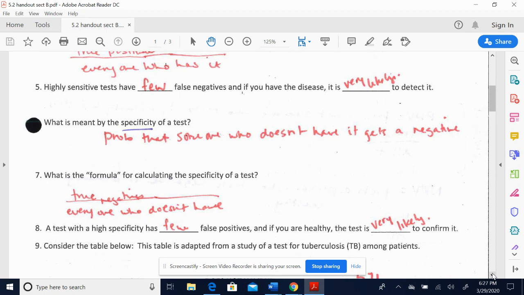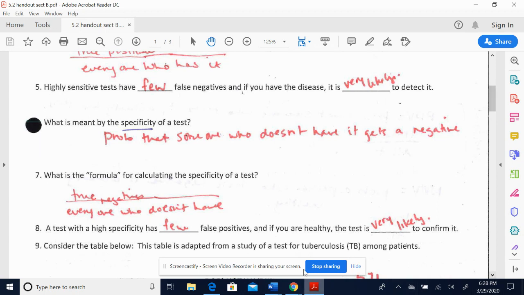But the downside of that is I'm going to get a whole bunch of people who don't have it as well. So tests that are highly sensitive have few false negatives. And if you have the disease, it's very likely to detect it. Okay. Specificity is the probability that someone who doesn't have it gets a negative. So this is the test's ability to find negatives.